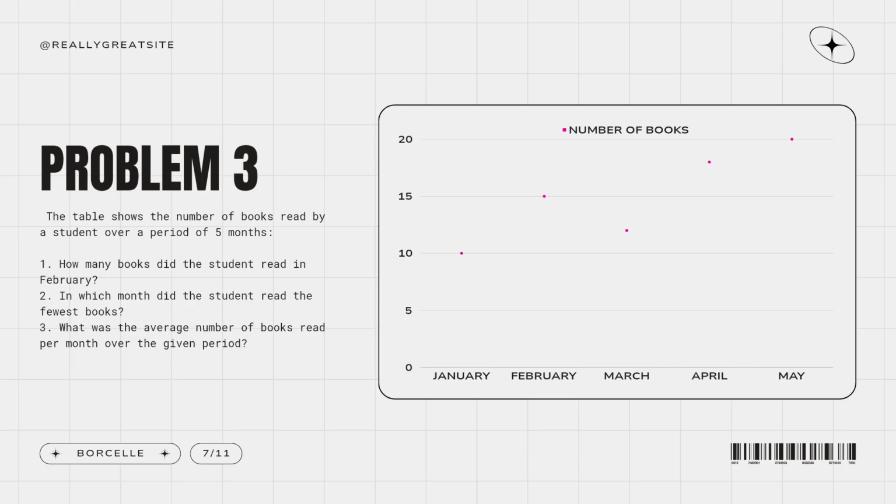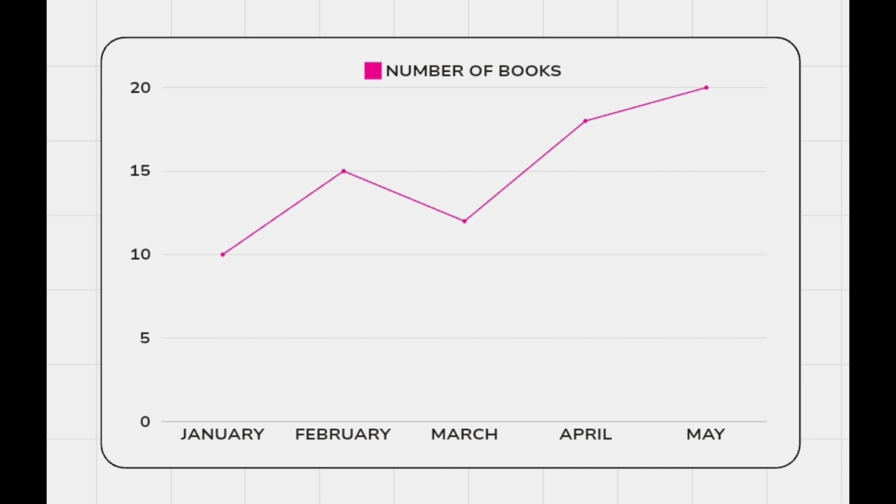Sample number 3. The table shows the number of books read by a student over a period of 5 months. This line graph shows that 10 books were read in January, 15 books in February, 12 books in March, 18 books in April, and 20 books in May.